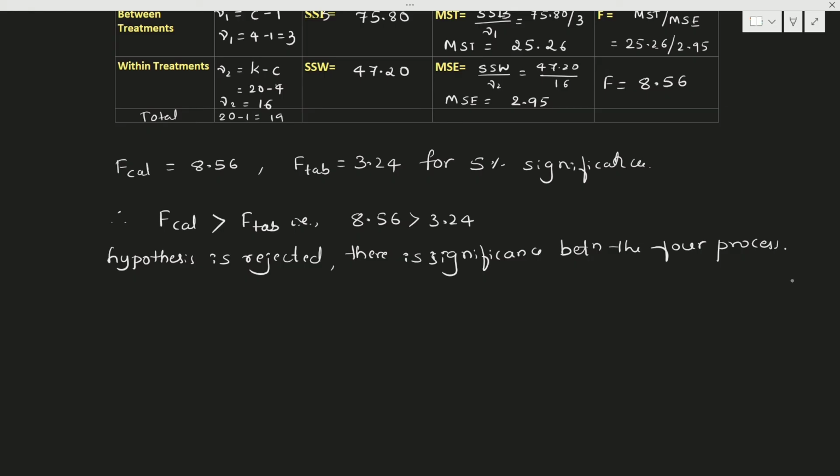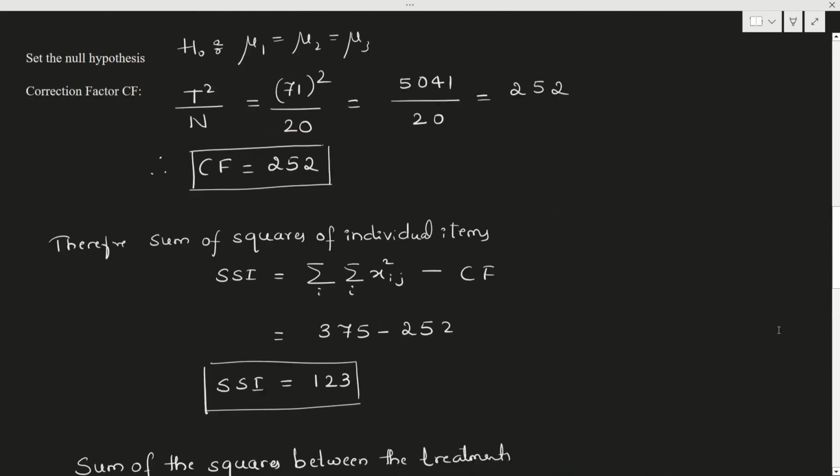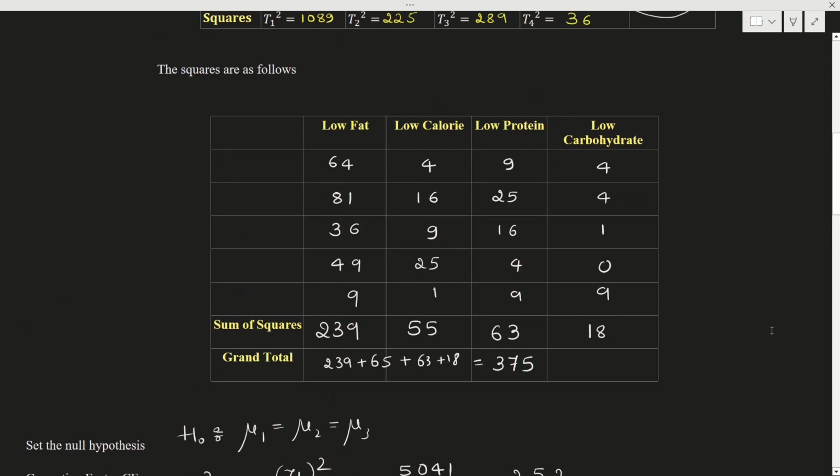Okay, this is also a very important example. This has been asked in the model question paper also. In the next video, I'm going to solve one more important example on one way ANOVA. Then I will move on to two way ANOVA.